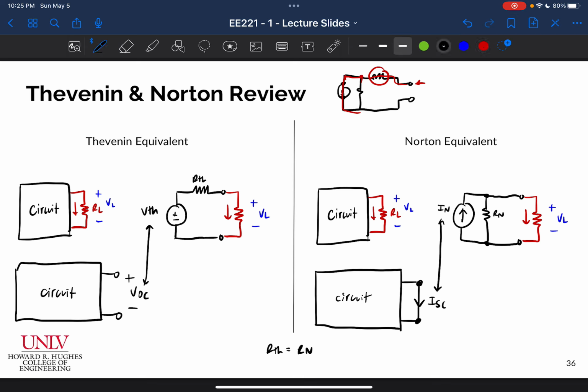Again, this is all review from EE220. The last thing I want to say on this is that for an AC circuit, instead of a DC source and a Thevenin resistance, and the same going for the Norton, where there's a DC current source and a Norton resistance, we now can have an AC Thevenin voltage and an impedance Z Thevenin. That's going to be our Thevenin equivalent circuit.